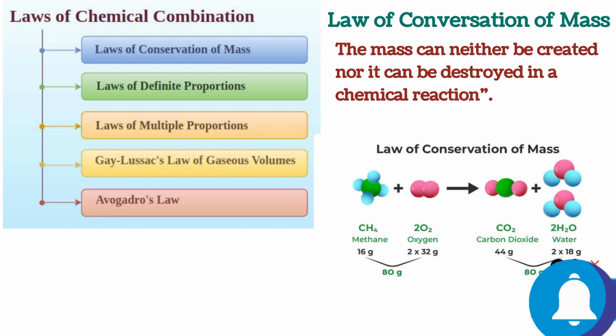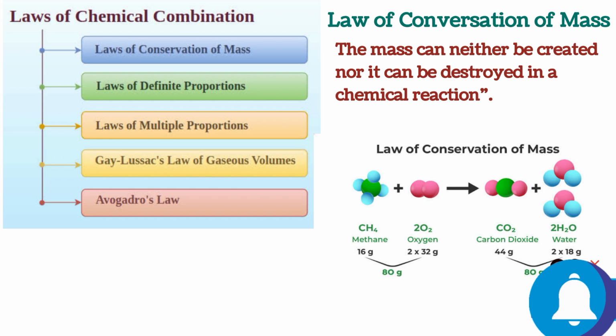Here we have a combustion reaction where methane burns in the presence of oxygen to produce carbon dioxide and water. So you can see clearly here the mass of the reactants, which is methane and oxygen, is 80 grams, while the mass of the products, carbon dioxide and water, also remains 80 grams. So meaning that the mass of the reactants and the products are maintained. They are all the same. So in a chemical reaction, the mass of the reactants is always equal to the mass of the products.